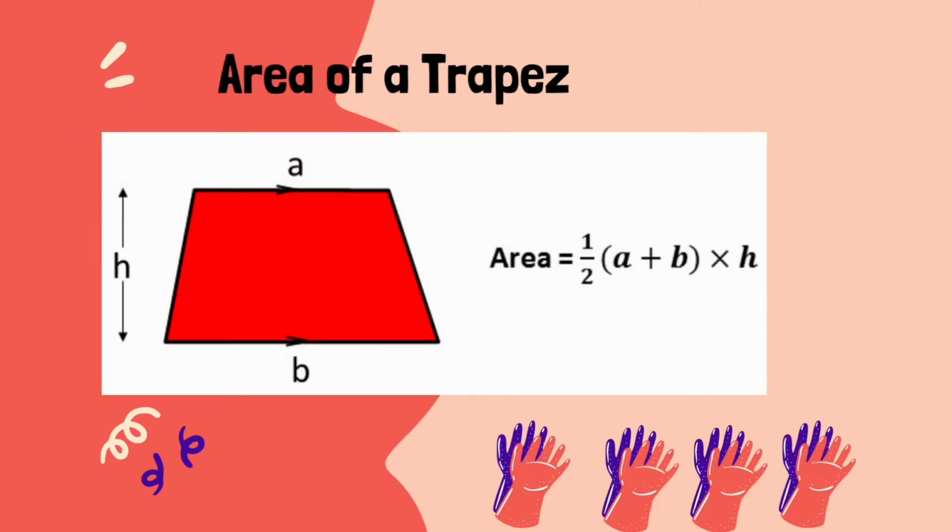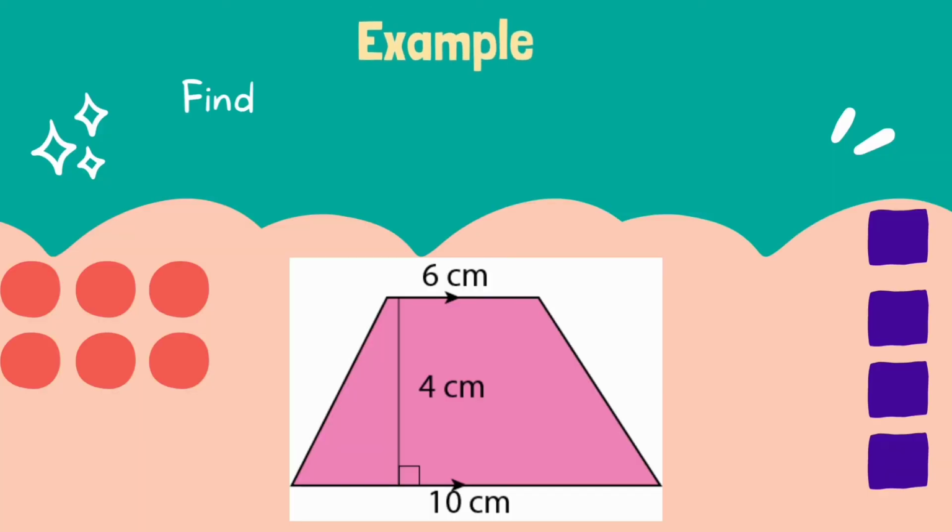The next shape I'll be teaching you is the trapezium. The area of the trapezium is equal to half bracket the sum of the parallel sides, which is a plus b, times the height of the trapezium.